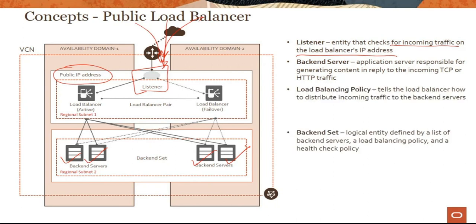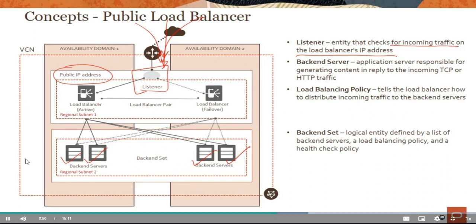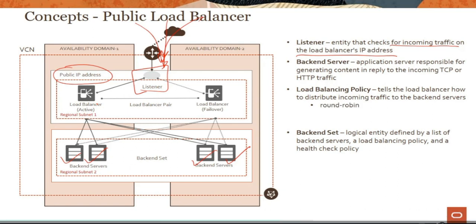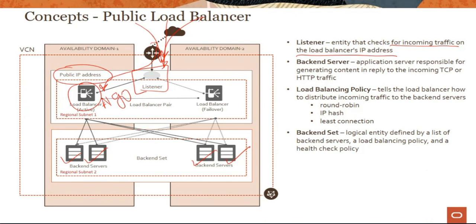Now, there is something called a load balancing policy, which tells the load balancer how to distribute incoming traffic to the backend servers. And there's a choice of different algorithms: round robin, IP hash, and least connection. And we'll look into this in the next couple of slides. So basically, the load balancer is sitting here. Traffic is coming from outside. Now it has an algorithm here, which says, oh, should I distribute traffic evenly? Should I always send traffic coming from this particular client to a particular backend server, and so on and so forth, right? And it does that.